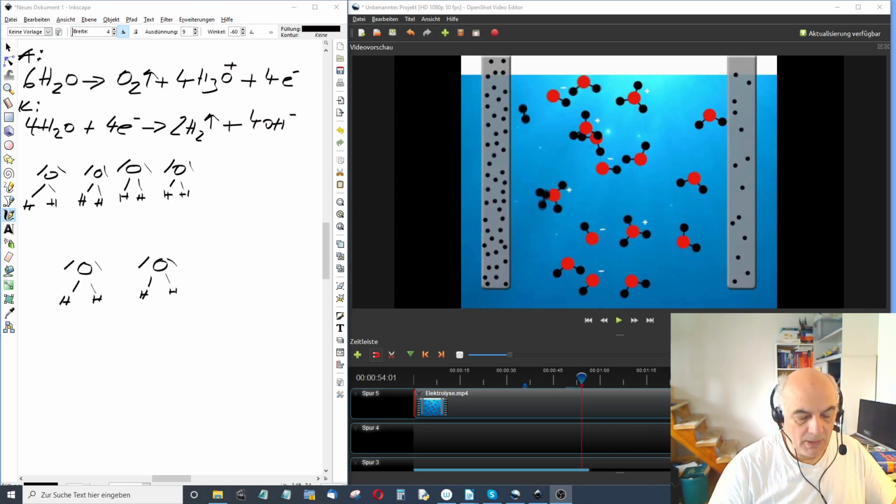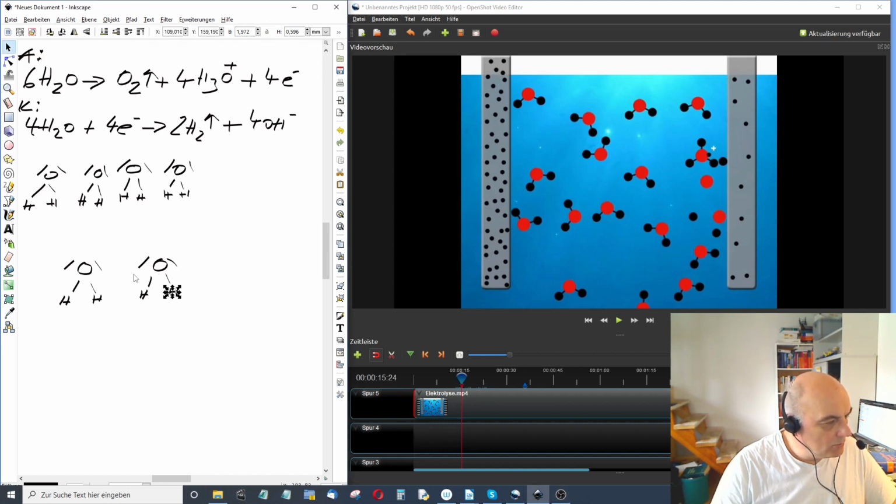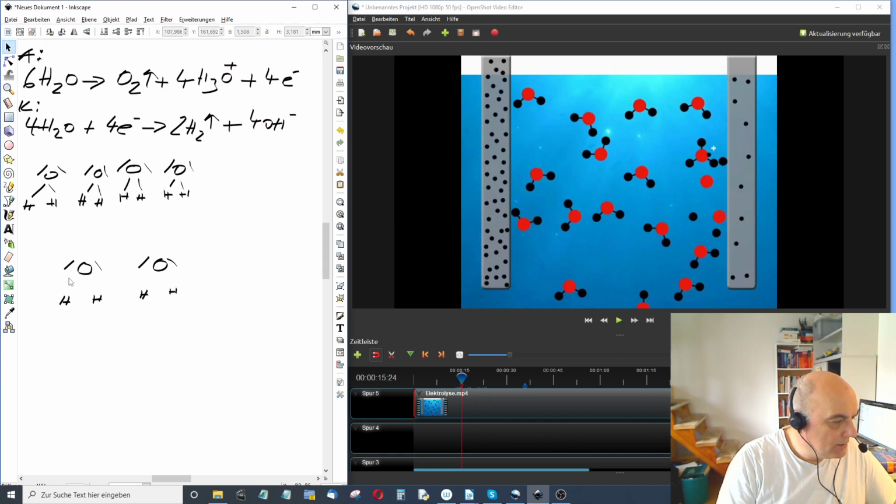So here you can see the 6 water molecules, and 2 of them now break apart, which I will show you now. Okay, now I think what happens is the following. When the 2 water molecules break apart, the covalent bond is gone, and the oxygen takes back their own 2 electrons.